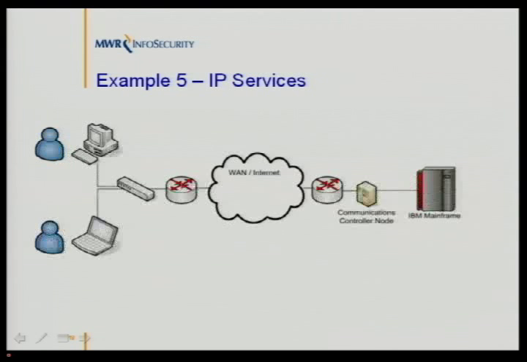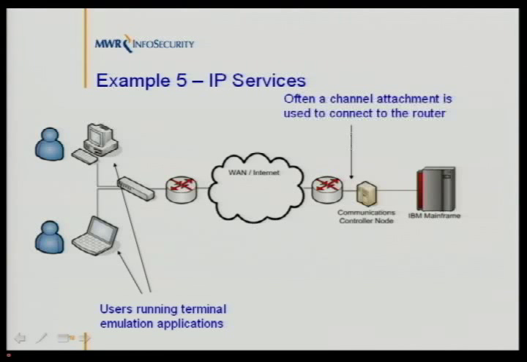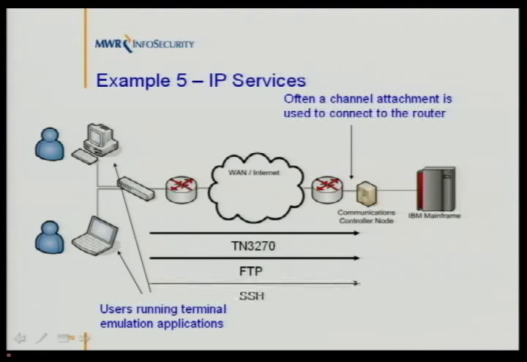And of course, there's IP. IBM mainframes have had IP support for a long time now. And this is, again, one method we can use to talk to the mainframe. Users will typically run a terminal emulation application. We can connect our router in front of the mainframe directly to the mainframe using some kind of channel attachment. We can then run IP protocols across our network. TN3270, which is essentially telnet with formatting. We could either run FTP, we could run SSH, we can run any IP services that the mainframe supports.